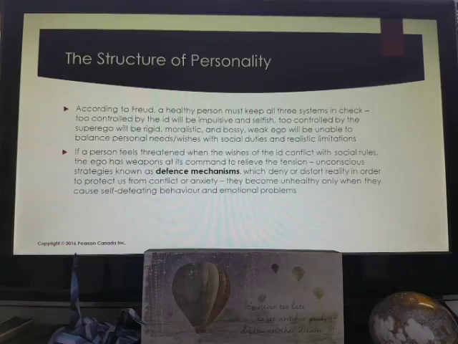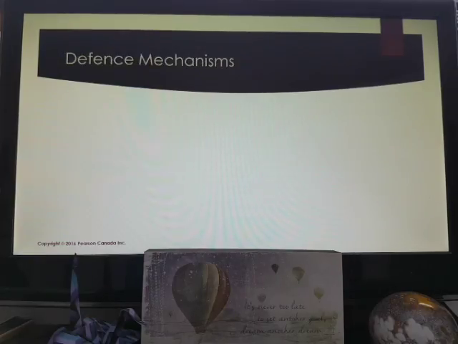So these defense mechanisms, which relate to those words we talked about earlier, such as repression, denial, and regression, basically deny or distort reality in order to protect us from conflict or anxiety. And they're actually healthy in a lot of circumstances. They become unhealthy only when they cause self-defeating behavior and emotional problems. So they can be very helpful to us in a lot of ways to help us deal with the conflict, but they can become unhealthy in certain circumstances. So we'll go through a few of the major defense mechanisms now.